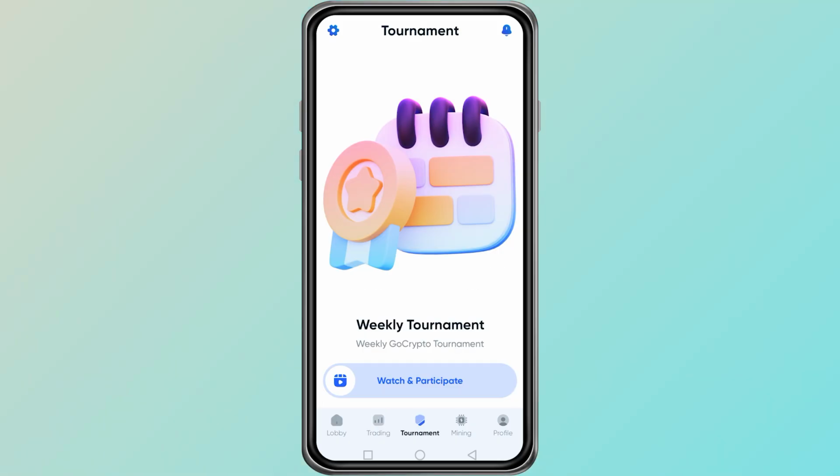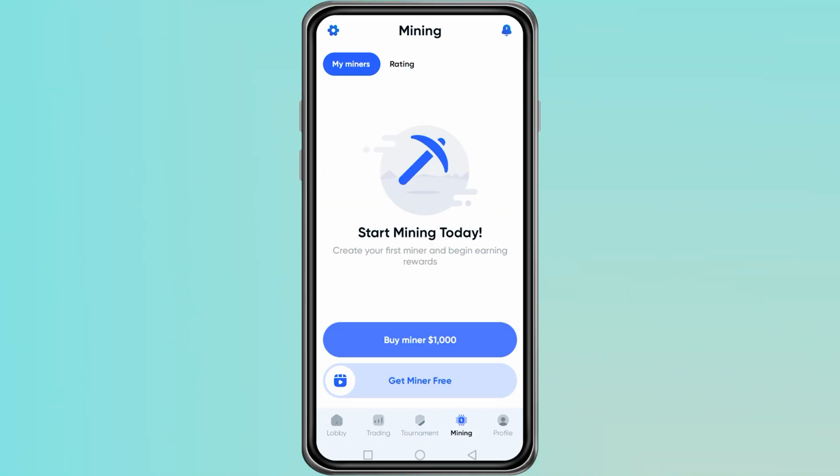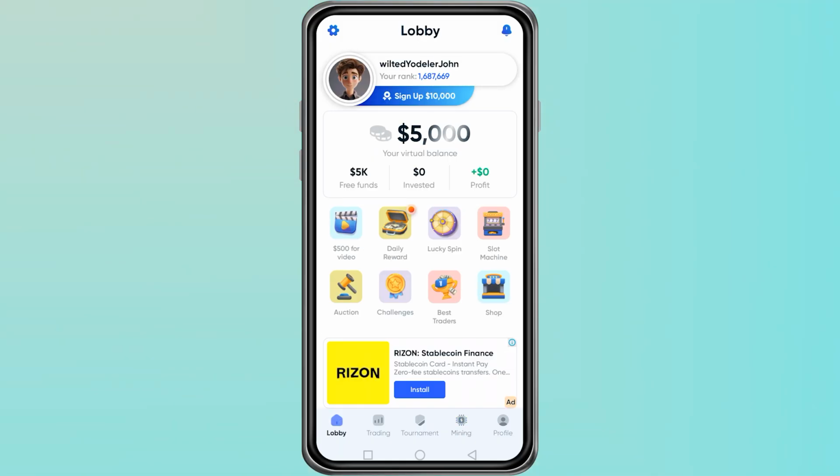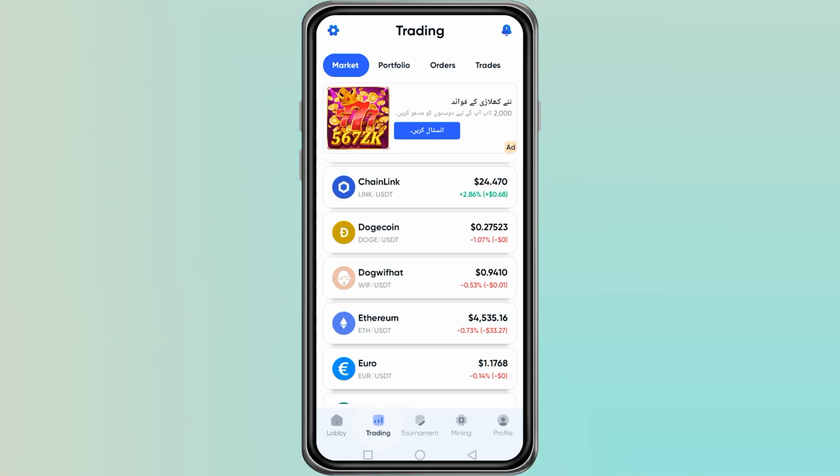It is useful as a way to practice strategies, to learn how crypto markets move, to study charts, to see how buying and selling works without any risk. Because you are not using real money, there is no risk of losing your own funds.